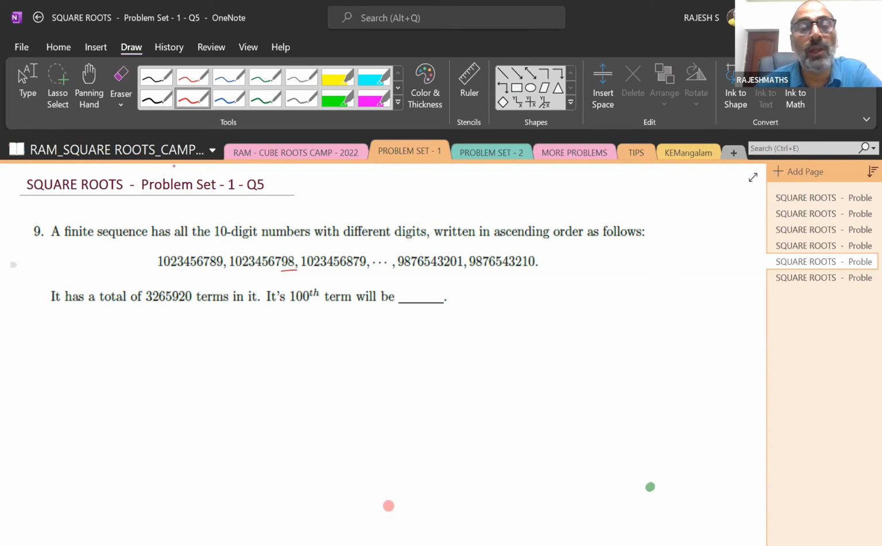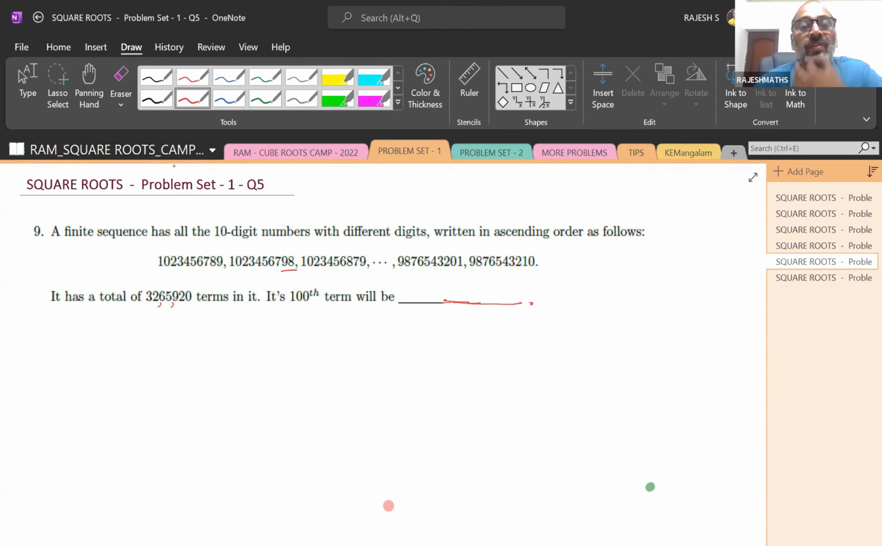It's a very simple one: 32,68,920 terms in it. It's a finite sequence, and compared to infinite, this is very small. 32,68,920, and it's the 100th term only you're asking. Okay, so what will be the 100th term? The only thing is I should have given the blank a little longer, because of course you are not going to fill it here.